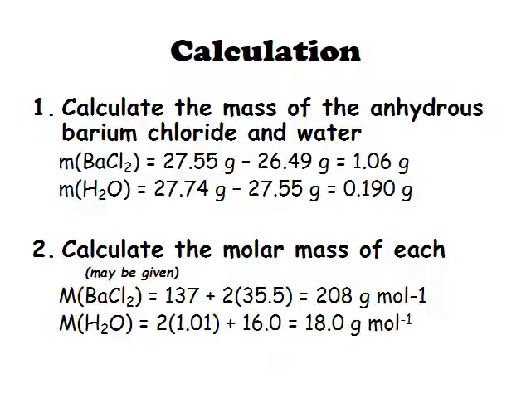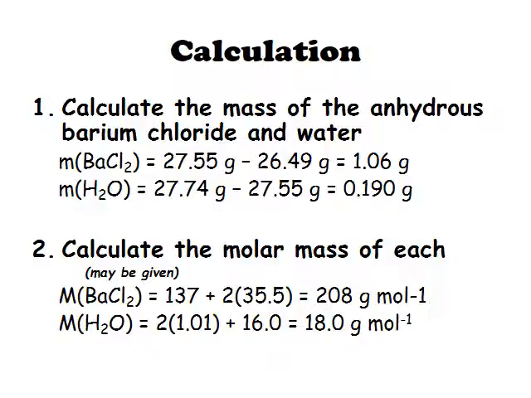Therefore, the mass of the water is going to be the mass of the hydrous barium chloride, the barium chloride at the start when there was water, minus the mass of the barium chloride once all the water is removed. So it's also got to include the mass of the crucible and the lid along with it. So it's going to be 27.74 grams at the start minus 27.55 grams at the end. So that means the water that's been removed is 0.19 grams.